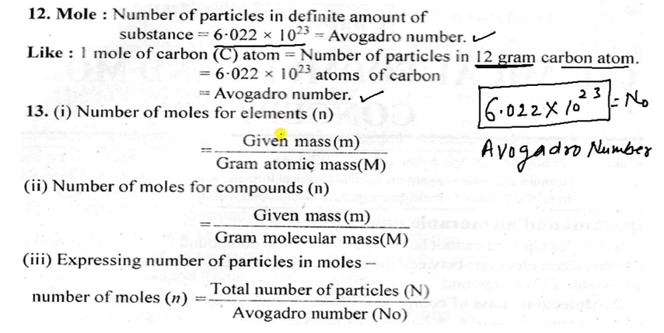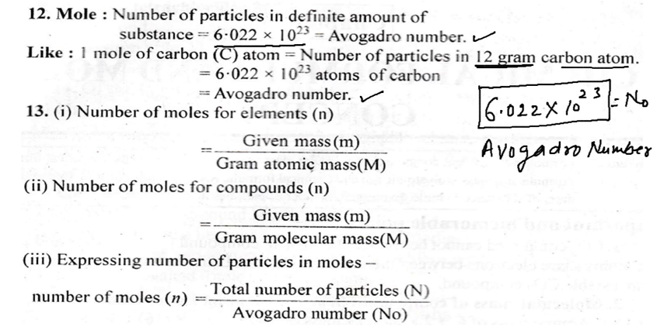How can we find this one? First of all, the given mass m divided by the gram atomic mass of m. So the number of molecules of a compound is given by the formula: the given mass m divided by the gram molecular mass m. The number of moles equals the total number of particles, n, divided by the Avogadro number, n0. So you can find the number of moles and number of atoms in any substance.